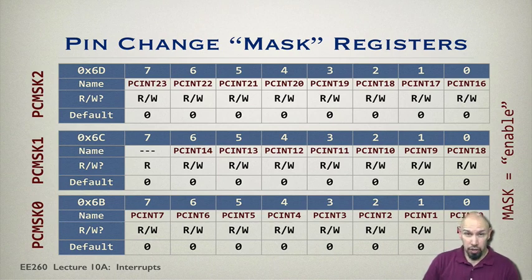So remember, there are 0 to 23 pin change places. Notice here we have 0 to 7, and then 8, PCINT8, through 14, and 16 through 23. Notice that 15 is missing. Also, PCINT14 is actually the reset.